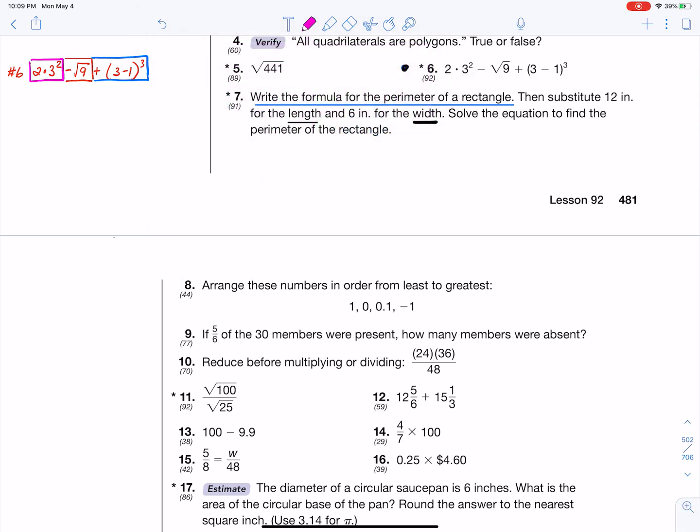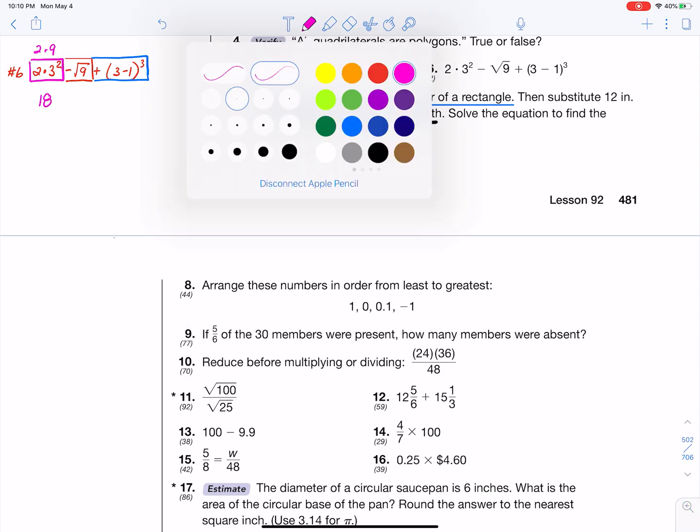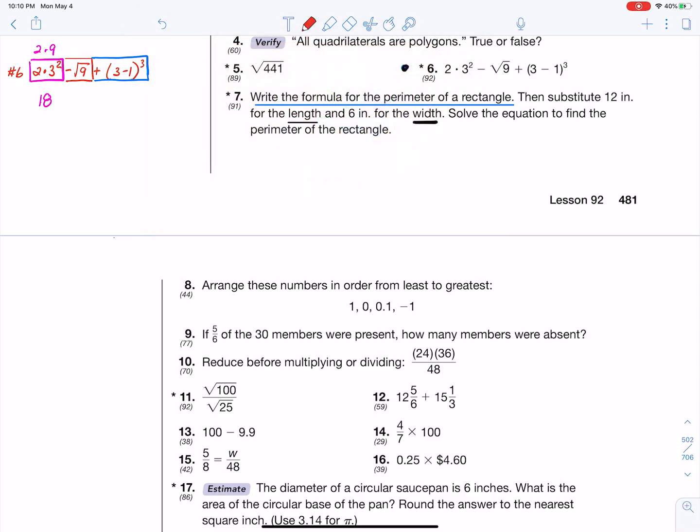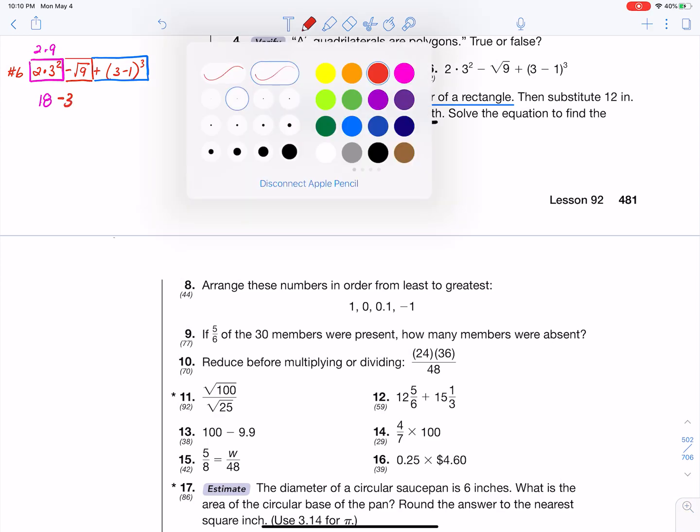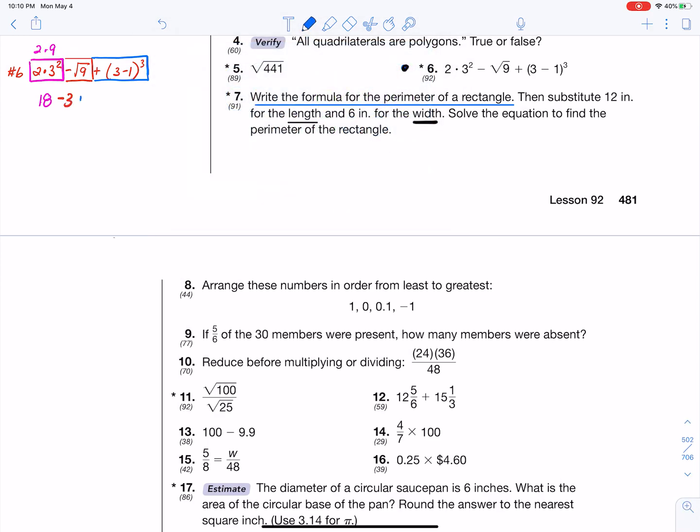The first box is 2 times 3 squared. So that would be 2 times 9, which is 18. The second box is the square root of 9, which is 3. So that's being subtracted. And then the blue box, I'm adding what's inside the parentheses cubed. Inside the parentheses is 3 minus 1, which is 2, so it's 2 cubed. 2 times 2 times 2 is 8. So that gives me 18 plus 8, which would make 26, and then 26 minus 3, which is 23.